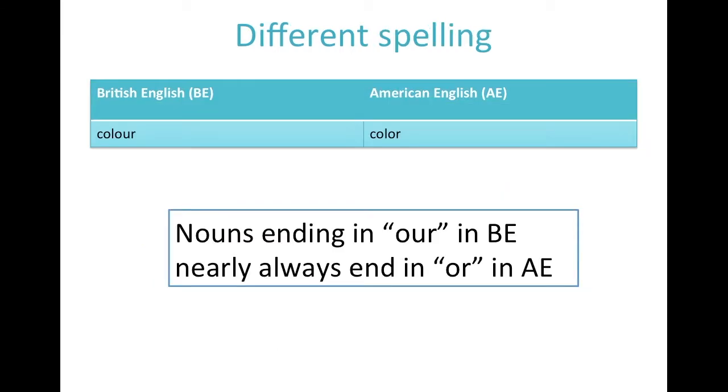There are also some differences in spelling. For example, in British English, you spell the word color with an O-U-R at the end, whereas in American English, you leave out the U. So basically, nouns ending in O-U-R in British English nearly always end in O-R in American English. So they basically make the word a little bit easier to write.